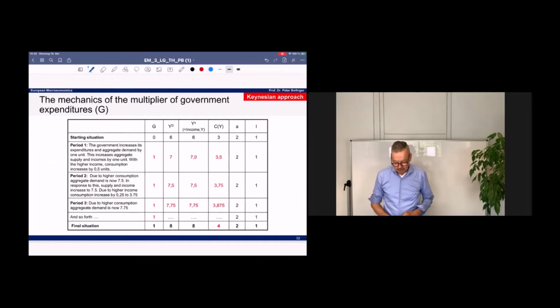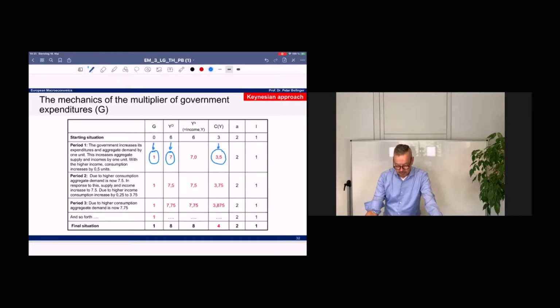I think we probably don't even need to explain the table in too much detail, but the idea is when we start here with one additional unit of government expenditures, aggregate demand increases by 1 unit from 6 to 7. And out of this 7, 50% are consumed with 3.5. And so we have the initial effects. We have one unit of government expenditures increases aggregate demand and increases consumption.